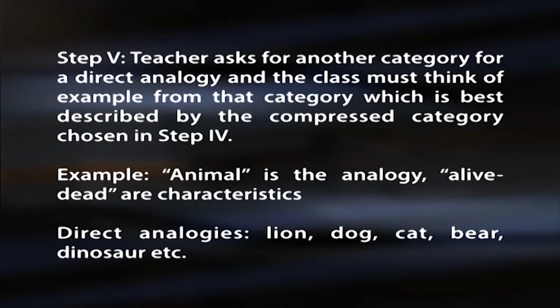Step 5. The teacher asks for another category for a direct analogy, and the class must think of examples of that category which is best described by the compressed conflict chosen in step 4. Example: animal is the analogy, alive, dead are the characteristics. Direct analogies: lion, dog, cat, bear, dinosaur, etc.